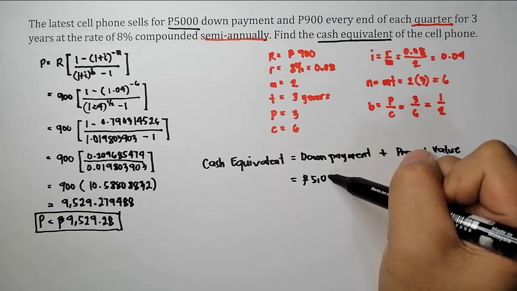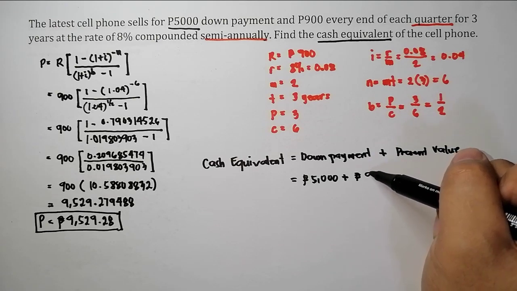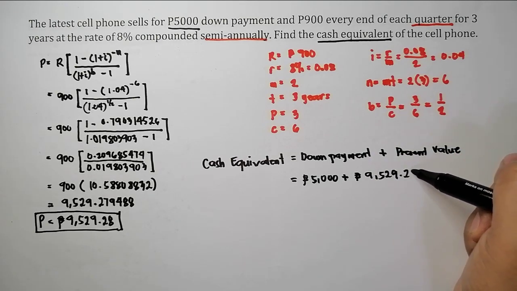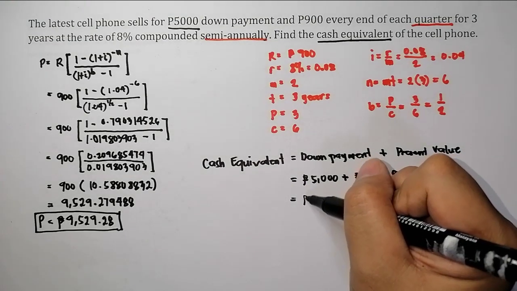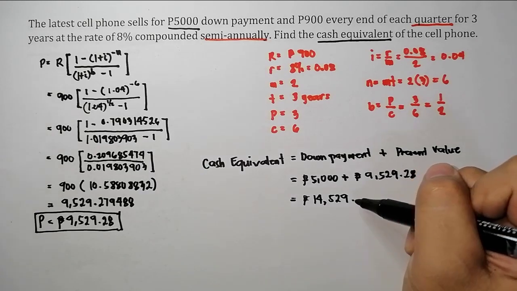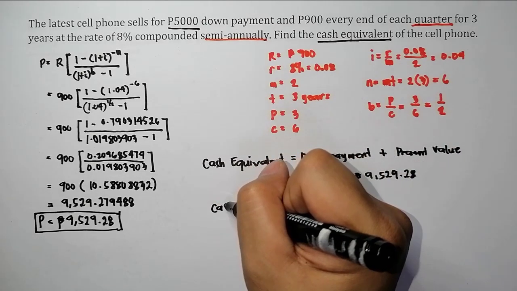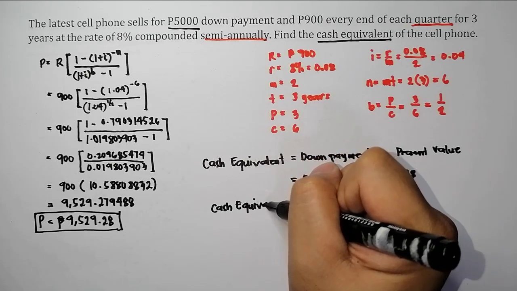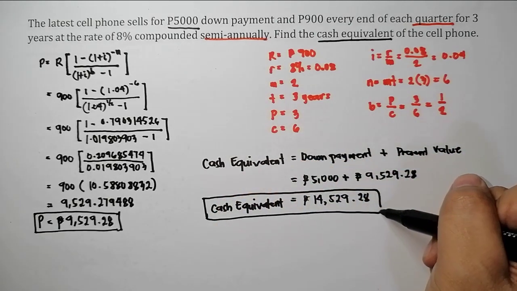We have here 5,000 pesos plus yung present value ng ating general annuity, which is 9,529.28. So pag pinag-add natin itong dalawang ito, we have here 5,000 plus 9,529.28. Ang magiging result natin dito ay 14,529.28. So this is now the cash equivalent. Kumbaga ito yung pinaka-price nung cellphone na yan. So we have around 14,529.28.